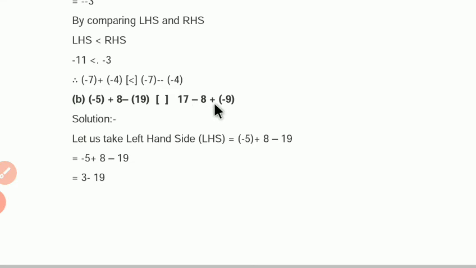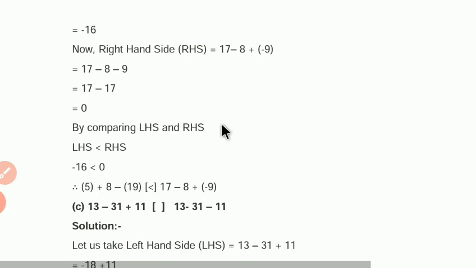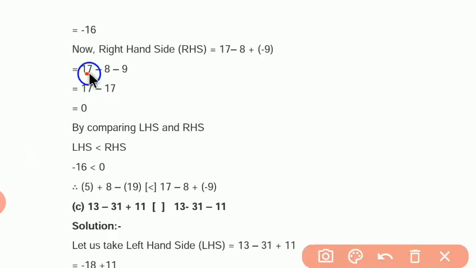Now we have to find the value of the right hand side. Right hand side is 17 minus 8 plus minus 9. First we will open the bracket. 17 minus 8 plus into minus, minus 9. Again we will solve two numbers first. Any two numbers we can take. Here we have taken the last two, minus 8, minus 9. Minus minus plus. So 17 as it is we have to write. Minus minus plus means 8 plus 9, 17, and the sign will be minus. So 17 minus 17, 0.